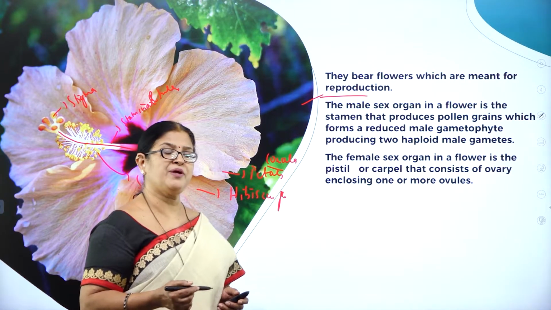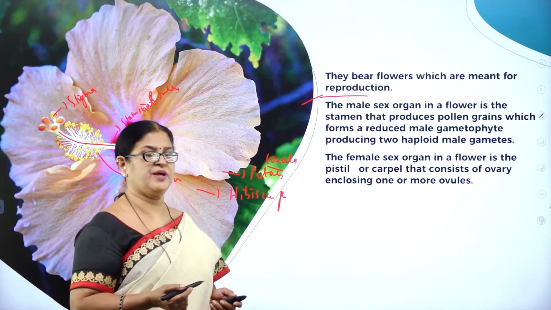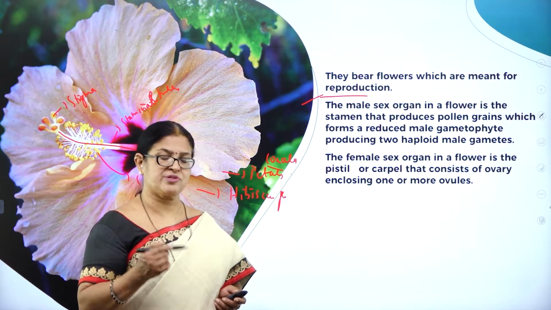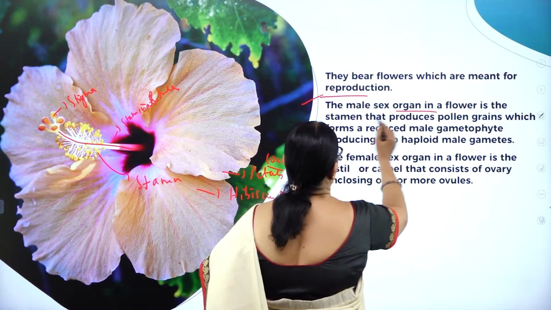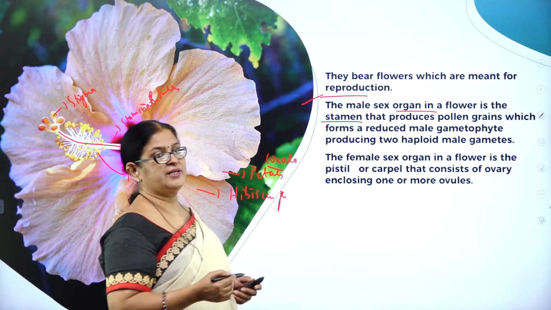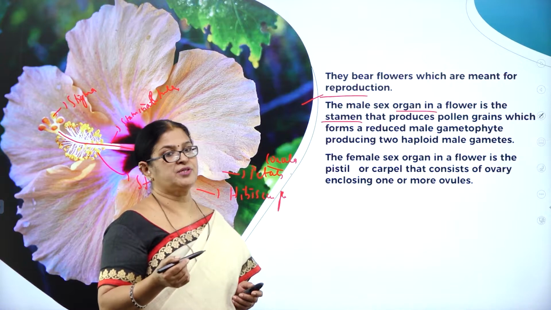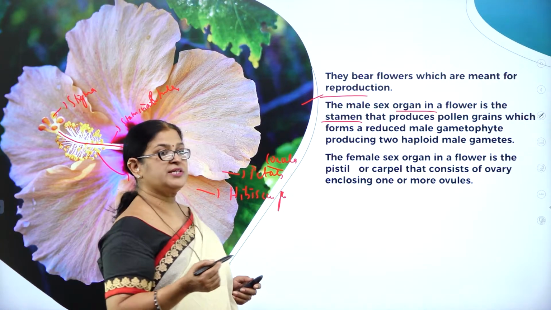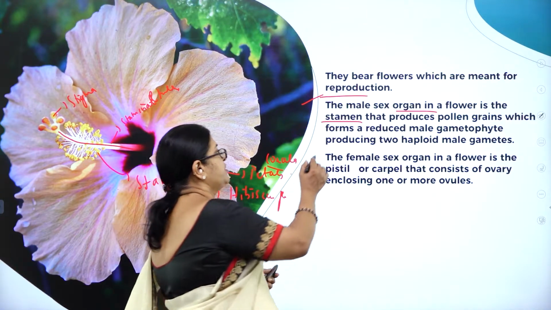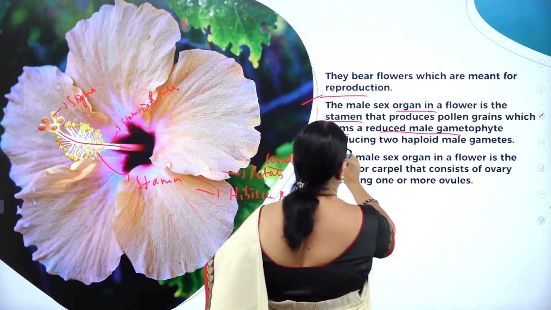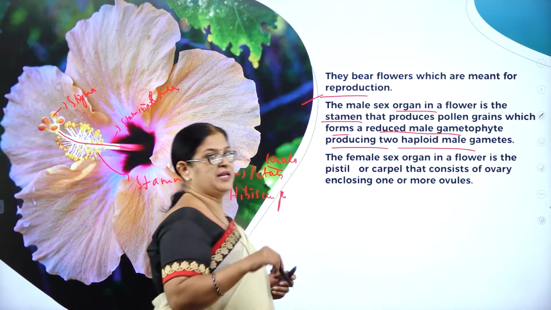So the flower may be unisexual or bisexual based on the type of reproductive structure found in a flower. The male sex organ in a flower is the androecium, which produces stamens, and the stamens produce what? Pollen grains, that is the male gametes, which form a reduced male gametophyte producing two haploid male gametes.